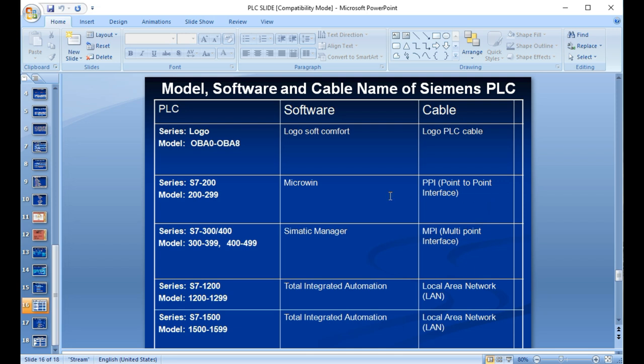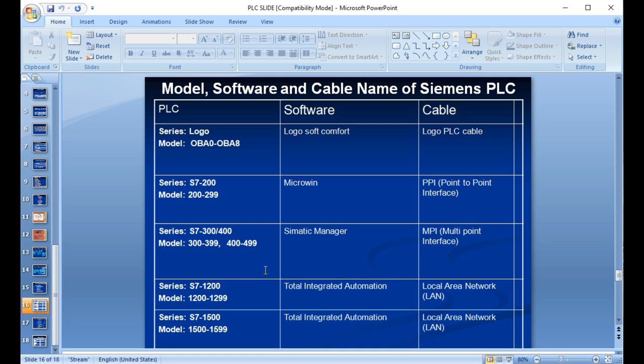Model, software, and cable name of a Siemens PLC. This is the most important thing: the Siemens brand name, series-wise. First, Siemens built the LOGO PLC, very initial and very useful for beginners. There are 100 kinds of models in the market right now. S7-200, S7-300, S7-1200, S7-1500 are different kinds of PLC, with different kinds of software and different kinds of cable connected to any kind of PLC. Oh my god, this is very important for a beginner. You must know the brand and the various kinds of series of any single brand. With Siemens, it goes from LOGO, 200, 300, 1200, 1500, step by step.